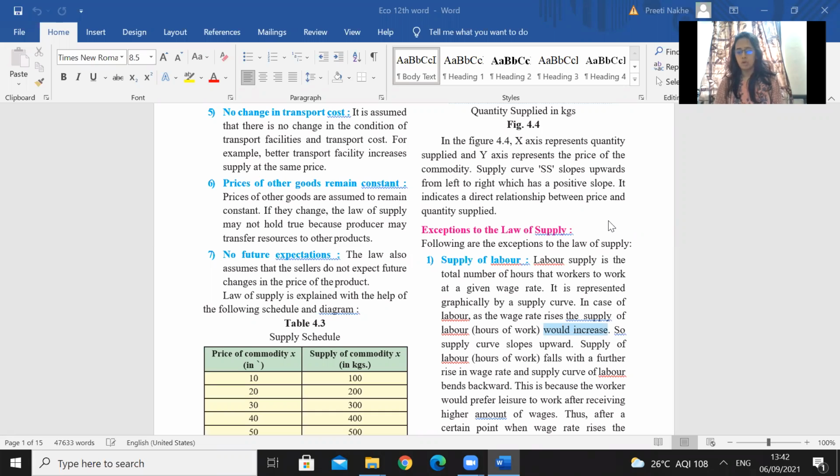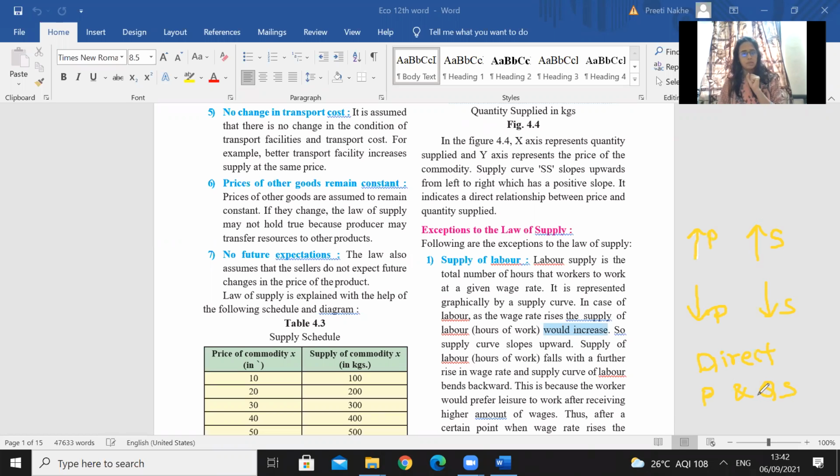Now we all have understood what the law of supply says. The law of supply says that whenever the price goes up, supply also goes up, and whenever price falls, supply also falls. So there exists a direct relationship between price and quantity supplied.